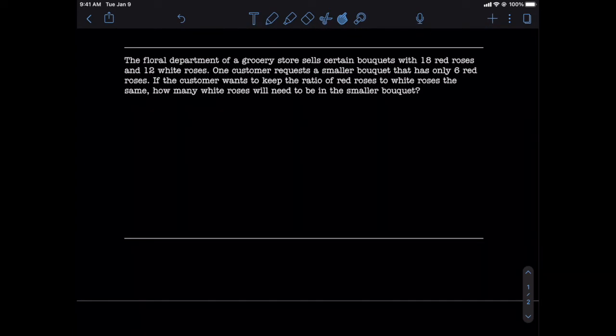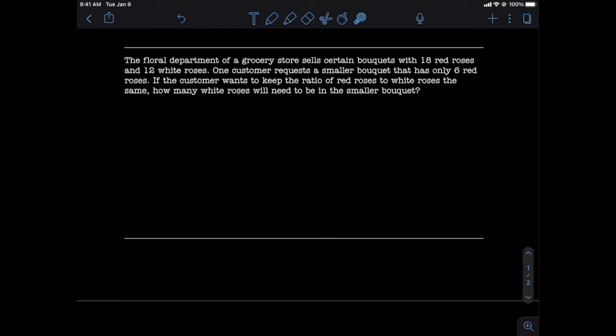Next example. The floral department of a grocery store sells certain bouquets with 18 red roses and 12 white roses. One customer requests a smaller bouquet that has only 6 red roses. If the customer wants to keep the ratio of red roses to white roses the same, how many white roses will need to be in the smaller bouquet? Start by looking for that ratio.